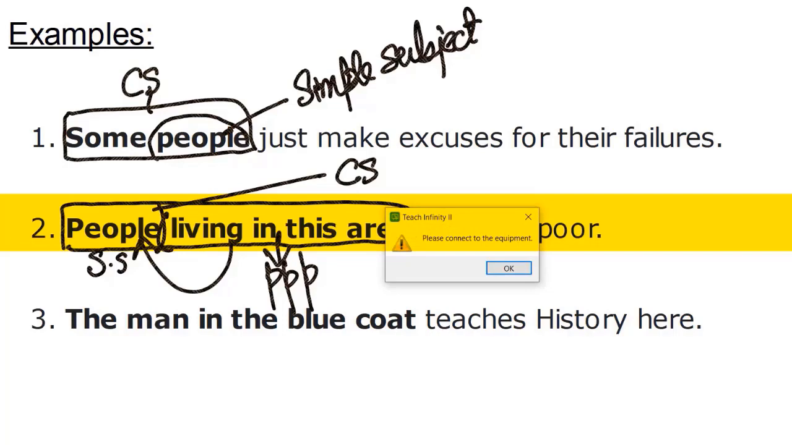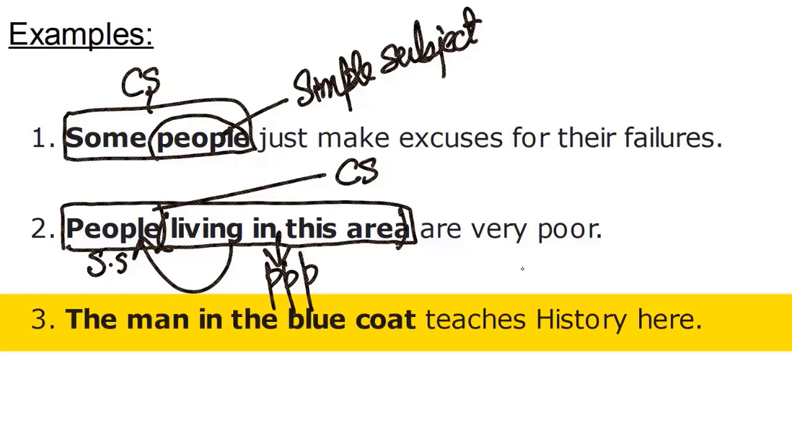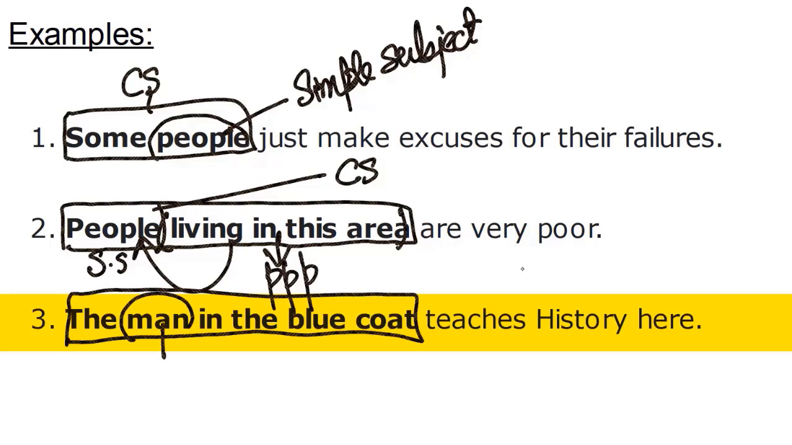Third example: the man in the blue coat teaches history here. Who teaches history here? The man in the blue coat. This is the person we're talking about. This is the guy who teaches history here. So what is your simple subject here? It's man. Man is your simple subject and the man in the blue coat is your complete subject. So we have a pre-modifier which is modifying man, the man, referring to a particular man, and then you have a prepositional phrase working as an adjective modifying the simple subject man. The man in the blue coat. Who is in the blue coat, right? So this is what a complete subject is.